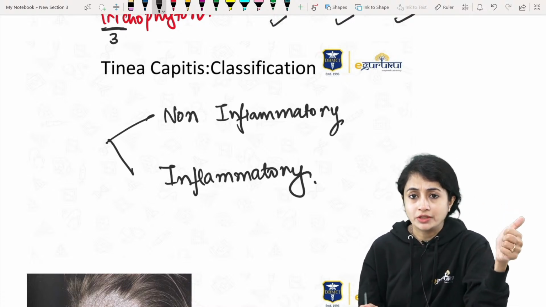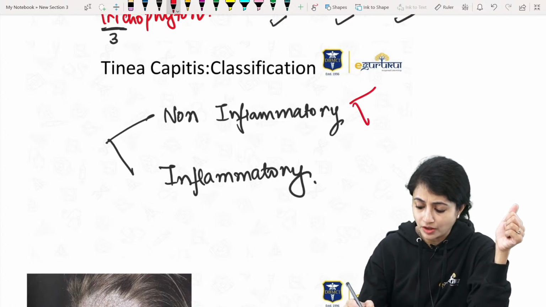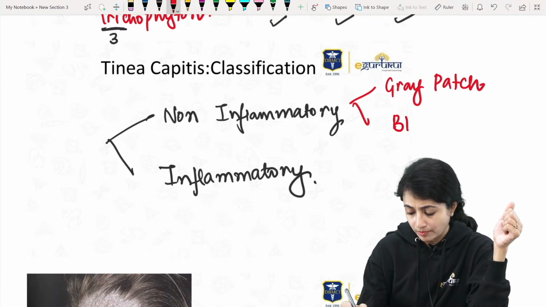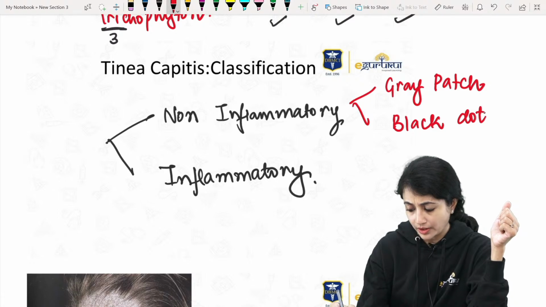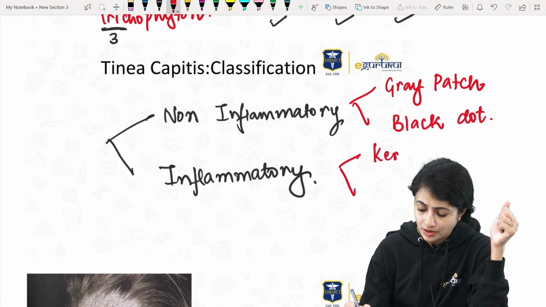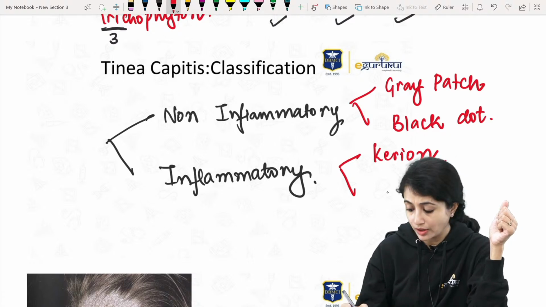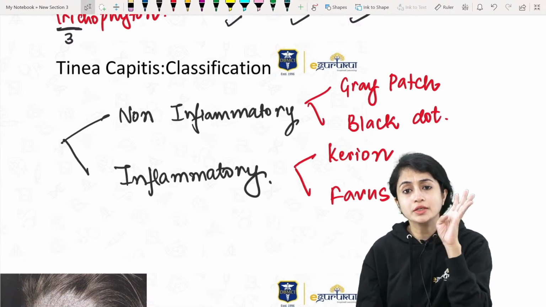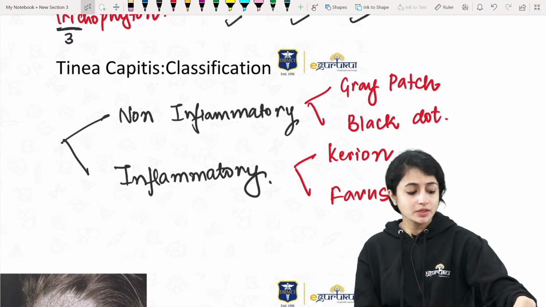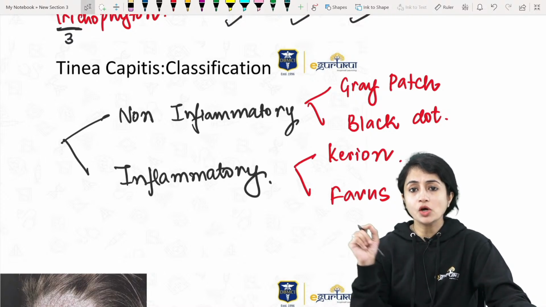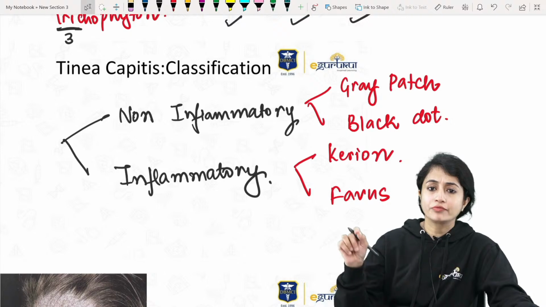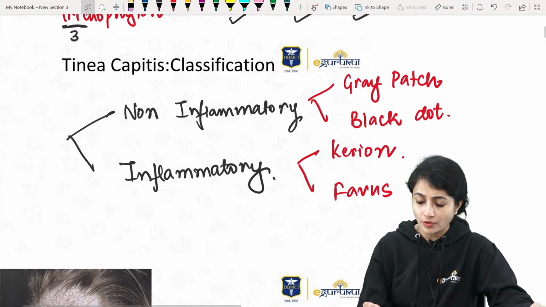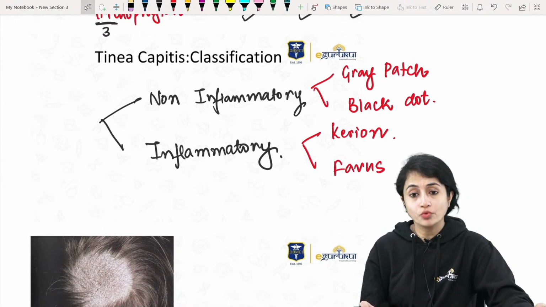So non-inflammatory tinea capitis is further divided into grey patch and black dot. And inflammatory type of tinea capitis is divided into kerion and favus. So these are the 4 main types of tinea capitis. What is tinea capitis? It is tinea of head. Dermatophytic infection of hair is tinea capitis. Now, I'll broadly discuss all 4 of them.